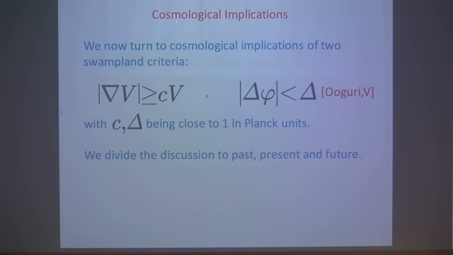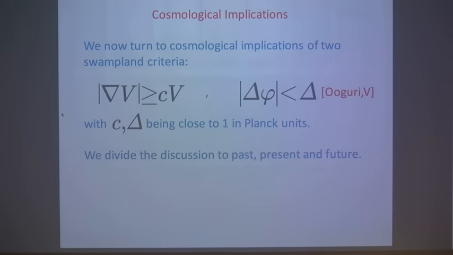So what are the cosmological implications? Well, there's this bound I told you about, grad V over V bigger than or equal to C. There's another bound discussed a while back, which we proposed with Hiroshi, where the range of scalar fields for a given effective field theory that we write down is bounded by something of order 1 in Planck units, which I now call delta.